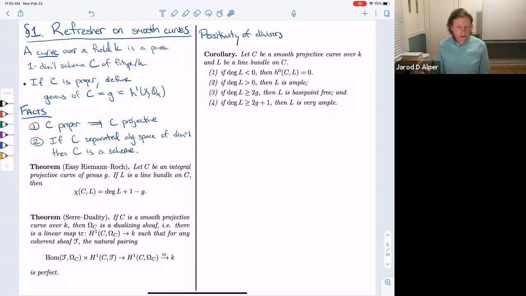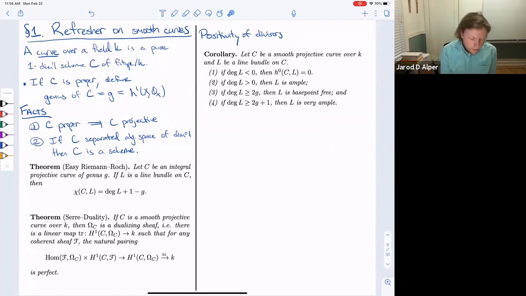So first and foremost, what do we mean by a curve? What we mean is a curve over a field is just a pure one-dimensional scheme of finite type. People's definitions of curves vary. With this definition, the spectrum of a DVR is not a curve, but that's okay. And if it's a proper curve, you define the genus of the curve by H1 of the structure sheaf.